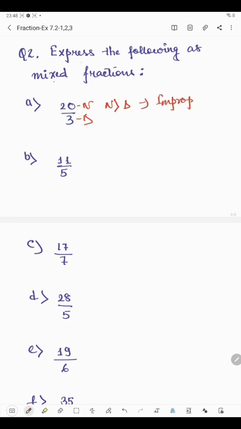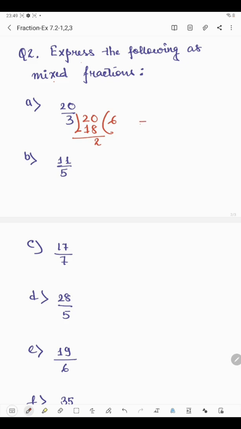Now we will just convert this improper to mixed. How will you convert? We will just divide 20 by the denominator. So numerator should be divided by the denominator. Now 3 6s are 18. Now 20 minus 18 is 2. So the remainder is 2.